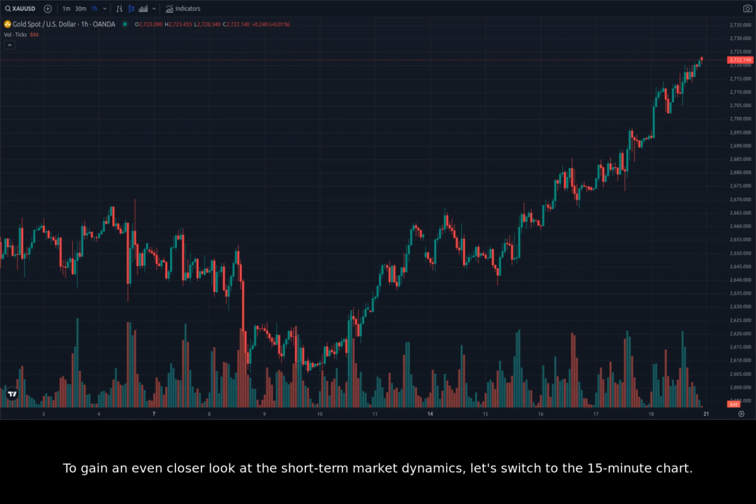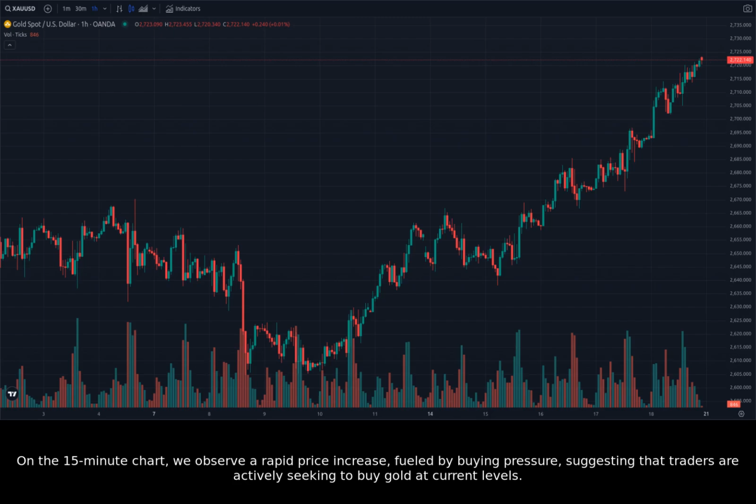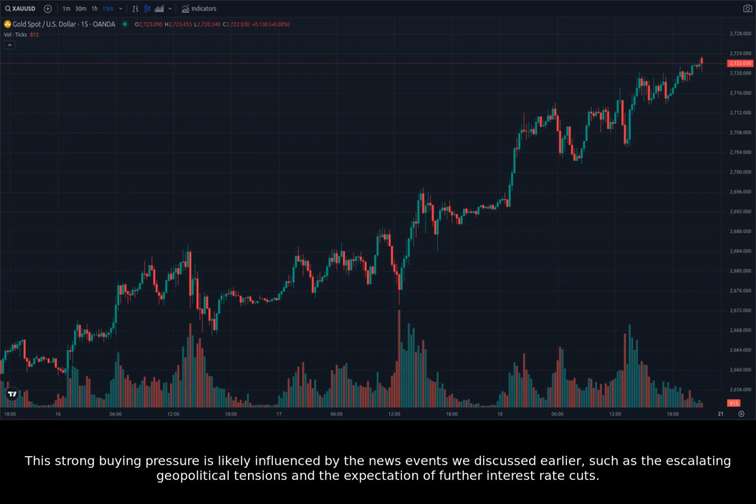To gain an even closer look at the short-term market dynamics, let's switch to the 15-minute chart. On the 15-minute chart, we observe a rapid price increase, fueled by buying pressure, suggesting that traders are actively seeking to buy gold at current levels. This strong buying pressure is likely influenced by the news events we discussed earlier, such as the escalating geopolitical tensions and the expectation of further interest rate cuts.